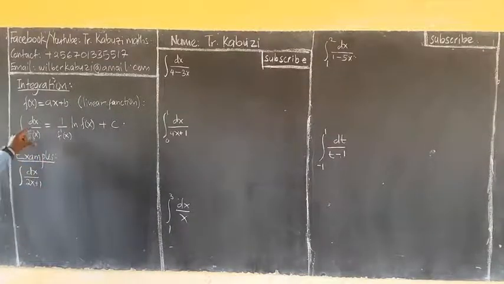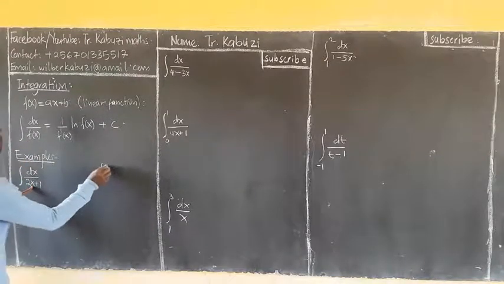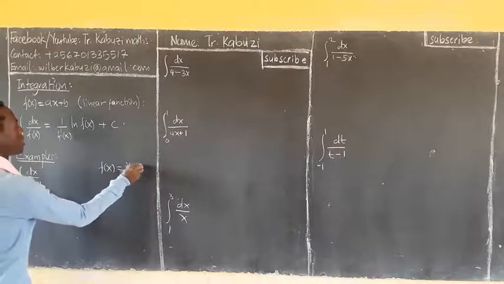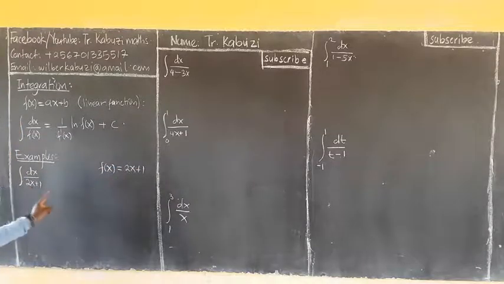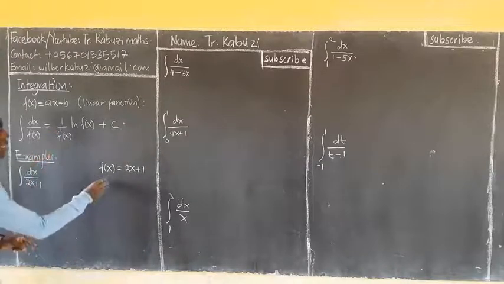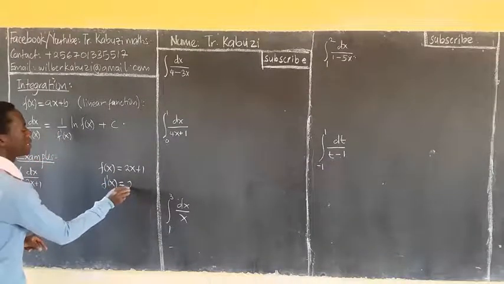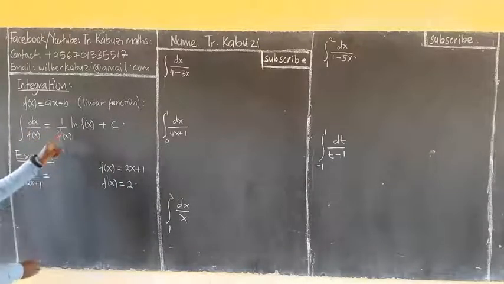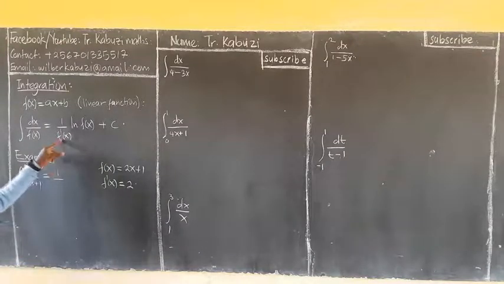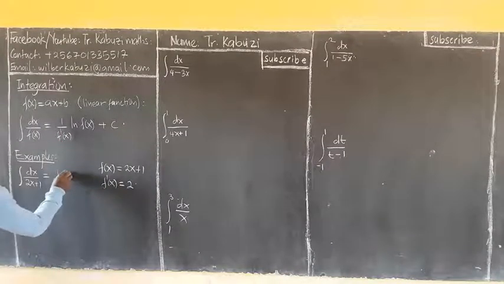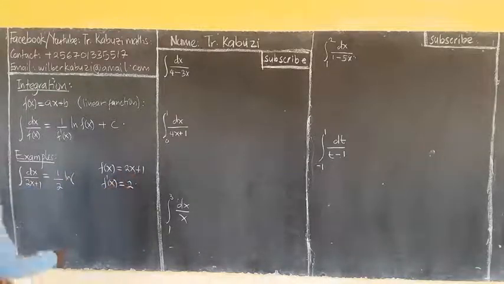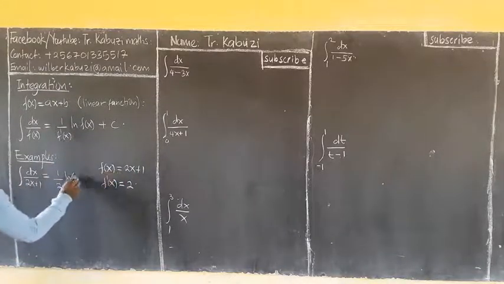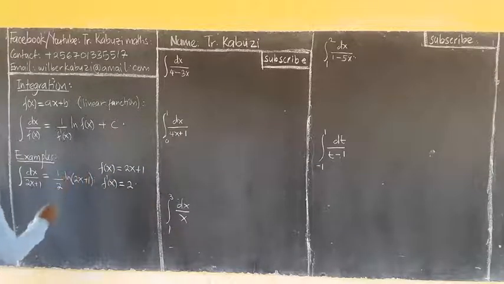Now, for the examples, integrate the following. I have this one. So if I compare, my f of x is 2x plus 1. We saw how to differentiate this, so I need the derivative. The derivative of this, f prime of x, becomes 2. Meaning the integral of this will be 1 over the derivative, which is 2, then natural log of the function itself, which is 2x plus 1.